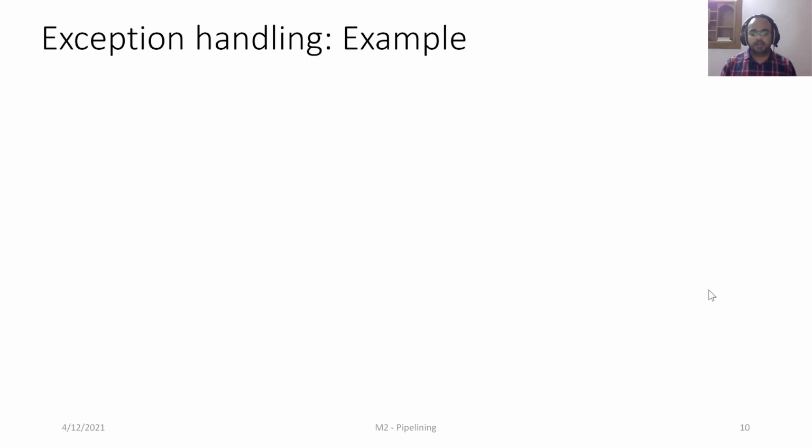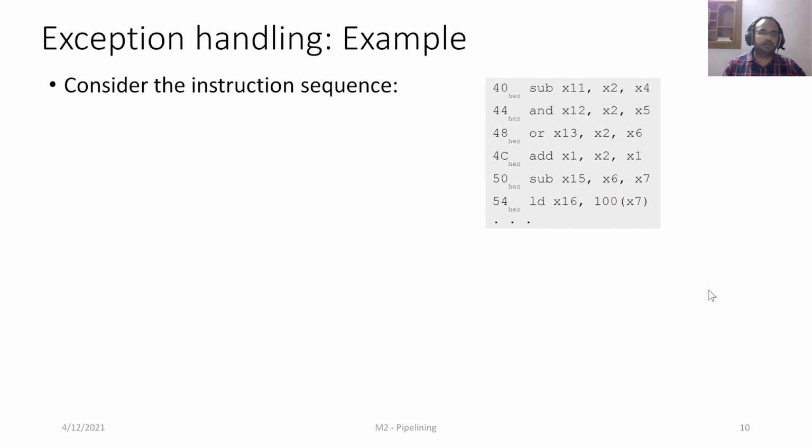So let's look at a quick example here. Let's consider a sequence of instructions. Let's say this is our user program, right? The 40, 44, 48, 4C, 50, 54, etc. are the hexadecimal addresses, the PC of the instructions sub, or, add, sub, and LD.